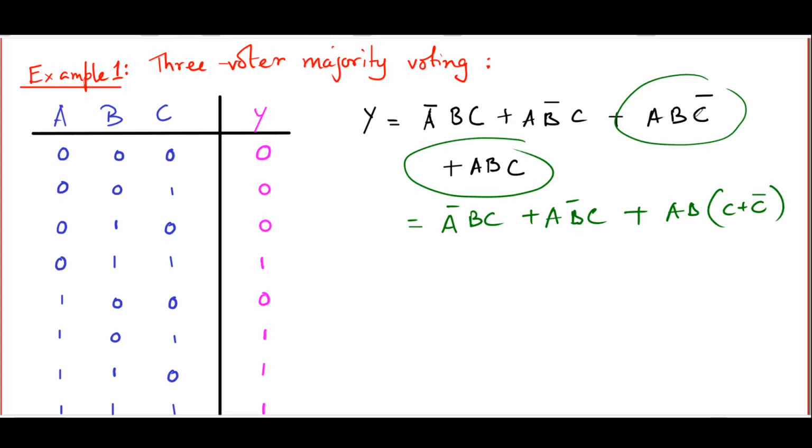And that is exactly what we have used here, only that we have used it in reverse. That is, we have used it to combine two terms. But now what kicks in is this result, C plus C bar. What is that? We know this is always true.